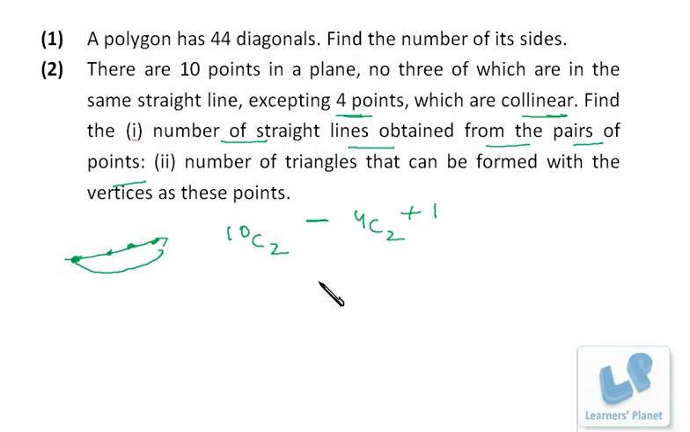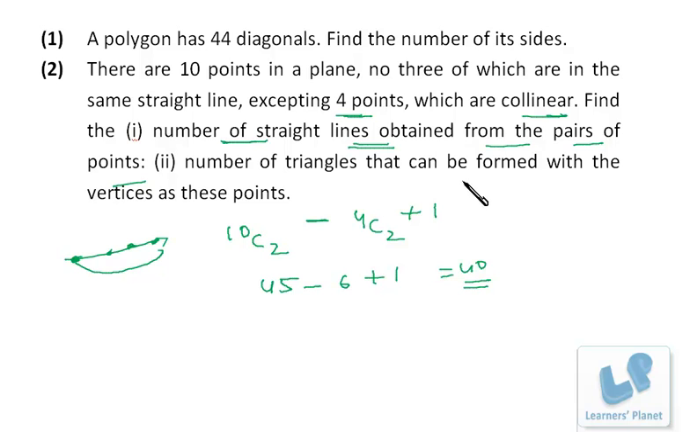So 10C2 is what? 10 into 9 by 2, that is 45. Minus 4C2, which is 4 into 3 by 2, that is 6, plus 1. So it's 45 minus 6 plus 1. 40 lines I will be getting. So we got the answer for this problem.